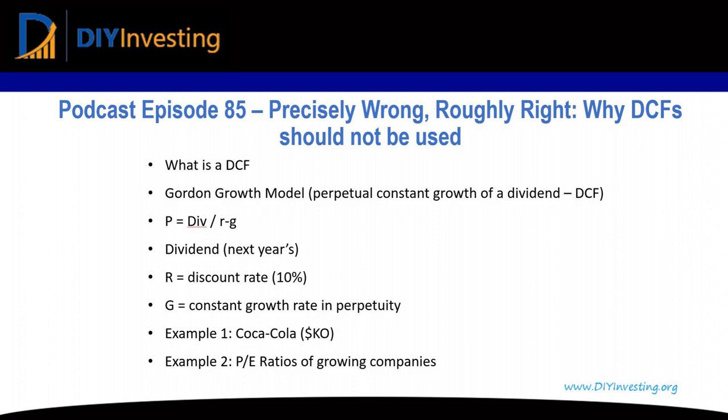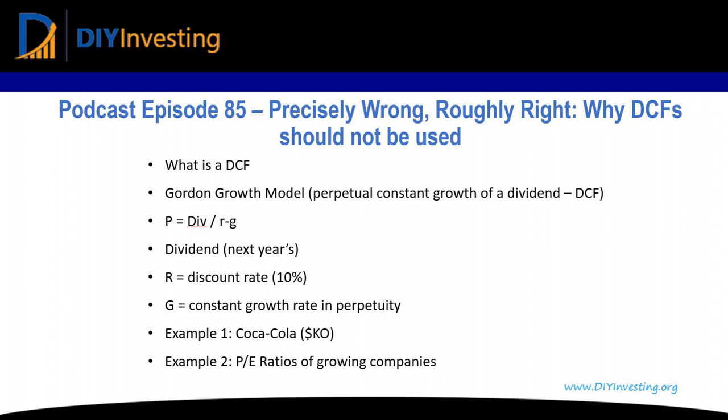The last piece is growth rate. As an alternative to doing a full discounted cash flow model, I like to use the Gordon growth model, which is a form of simplified DCF that I can calculate in my head. The Gordon growth model assumes a perpetual, which means lasting forever, constant growth of a dividend.